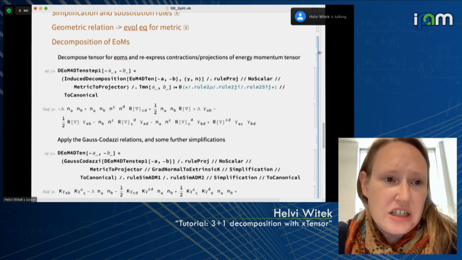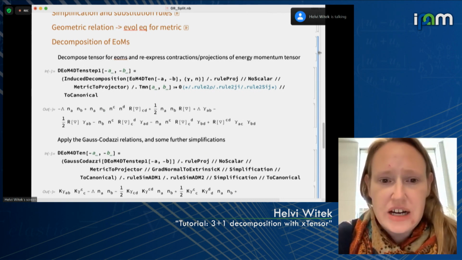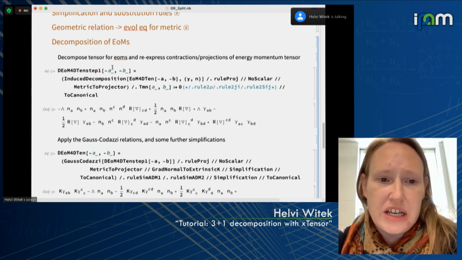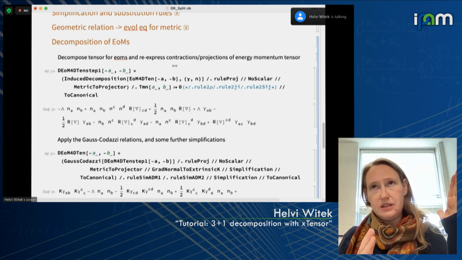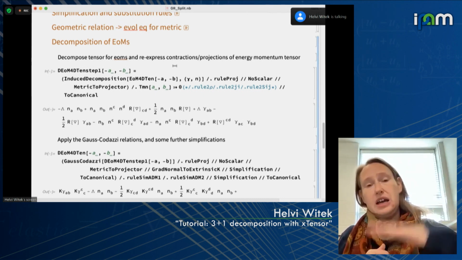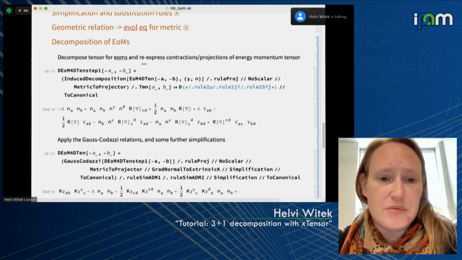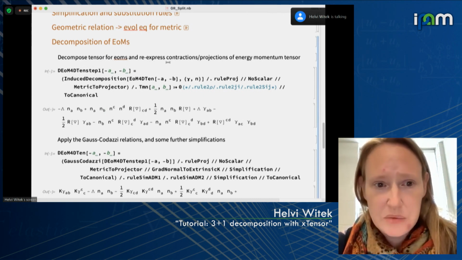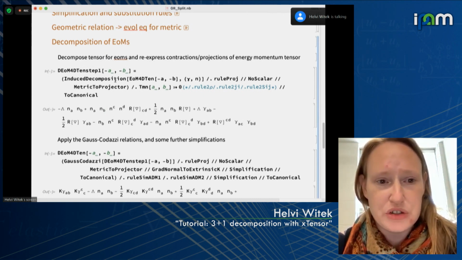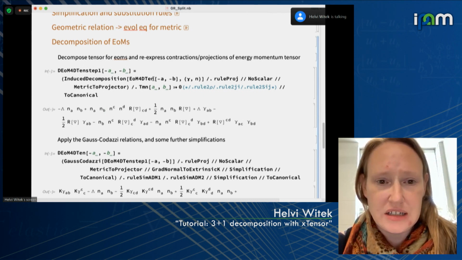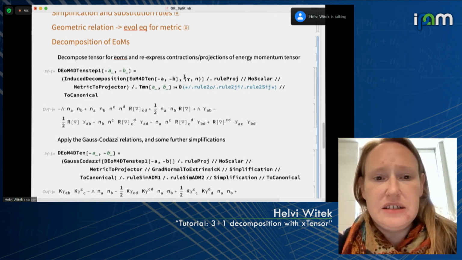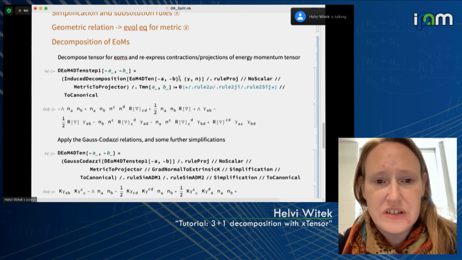And before we can actually, so the first step that we would do here is actually write out our field equations in all projections along the normal or onto the hypersurface. So either contracted with a normal vector or projected with an induced metric. And we can do that by applying this induced decomposition here. And we are applying that on our field equations that I've defined previously. So I say, and performs induced decomposition with respect to my induced metric gamma and my normal vector n.